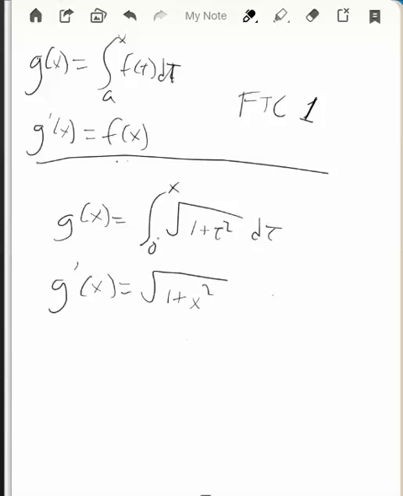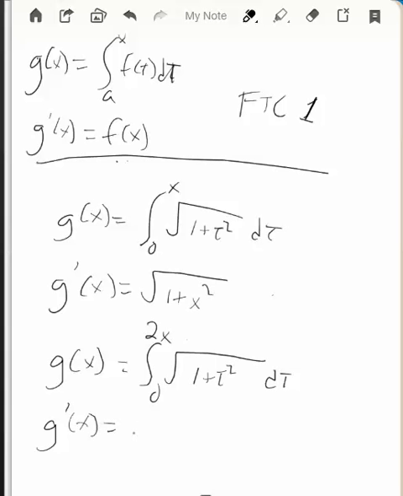The only time these really get tricky is when they do something like this to you. A little bit of shenanigans going on over here. What if it was the integral from 0 to 2x of the square root of 1 plus t squared dt? Well, the beginning of it is basically the same thing. You're still going to take the derivative, which gives you the integrand, the square root of 1 plus, this time not just x, but 2x squared.